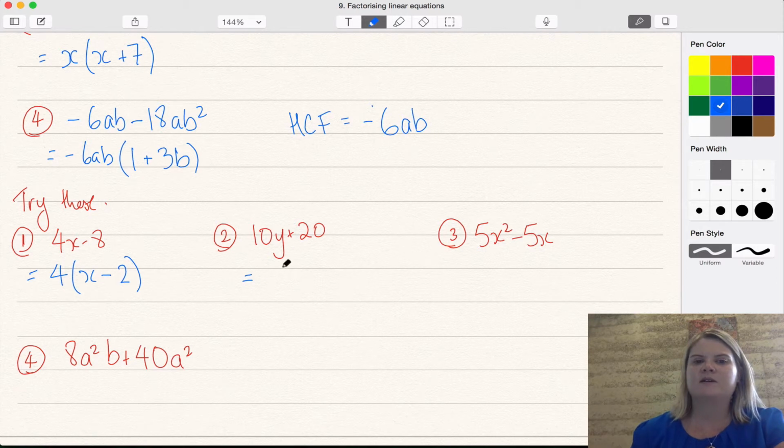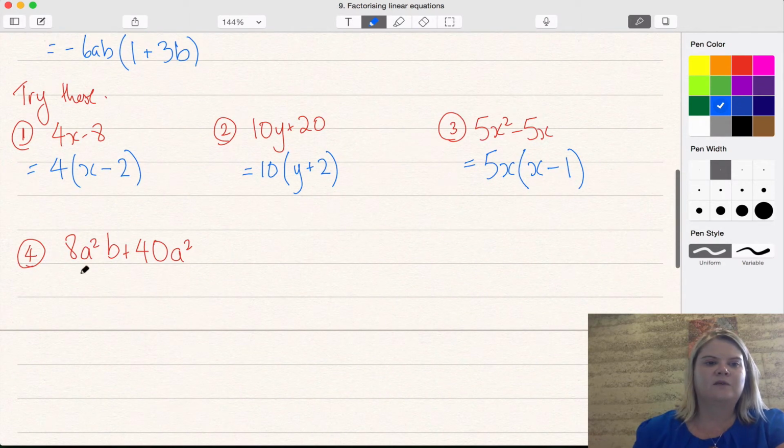10 and 20, the highest common factor will be a 10. 10 times what makes 10y? 10 times what makes 20? Third example. You can easily see there's a 5 that we could take out as a highest common factor. But there are 2 x terms as well, so we can take out a single x. 5x times what makes 5x squared? So we need to times that by another x. 5x times what makes negative 5x? So we need to times it by negative 1 to put the negative out front.